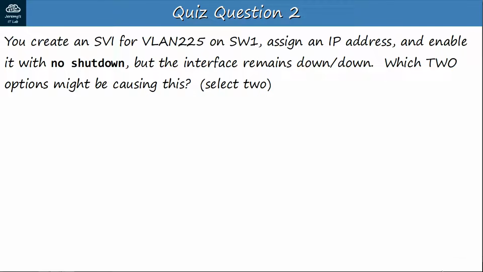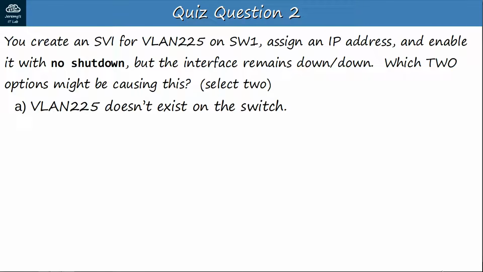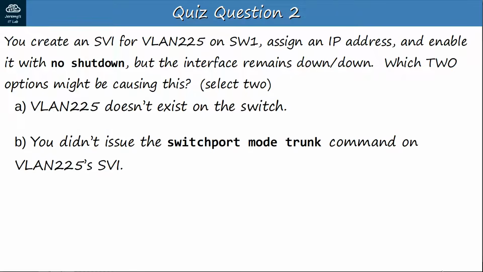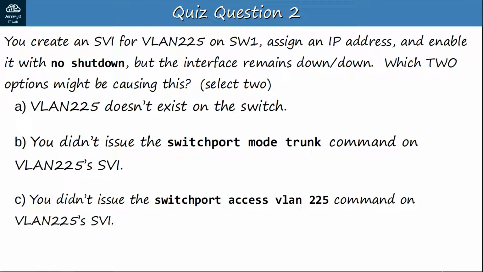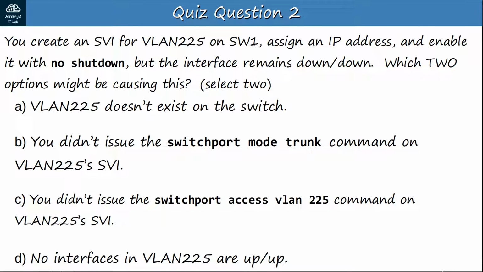You create an SVI for VLAN 225 on Switch 1, assign an IP address, and enable it with no shutdown, but the interface remains down, down. Which 2 options might be causing this? Select 2. A. VLAN 225 doesn't exist on the switch. B. You didn't issue the switchport mode trunk command on VLAN 225's SVI. C. You didn't issue the switchport access vlan 225 command on VLAN 225's SVI. Or D. No interfaces in VLAN 225 are up. Pause the video to think about your answer.